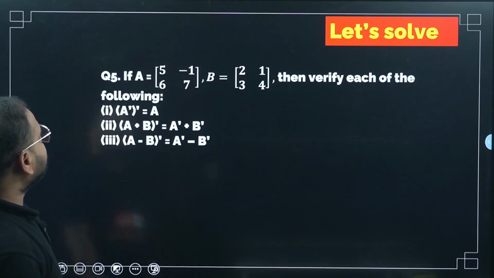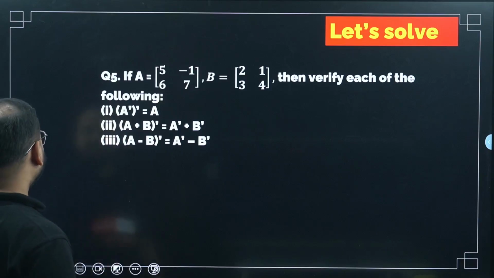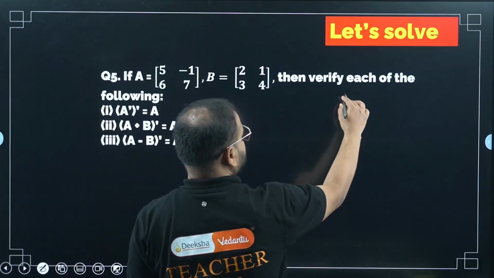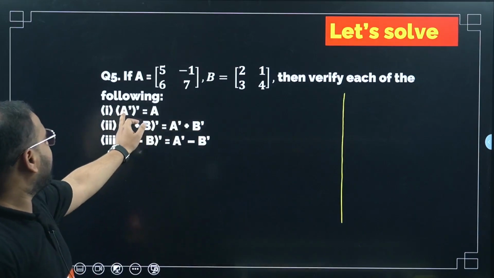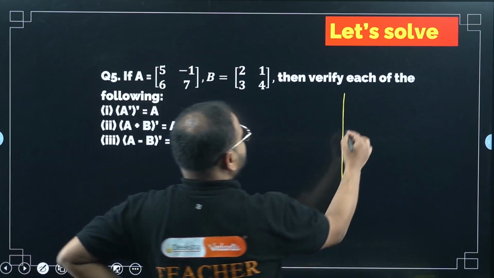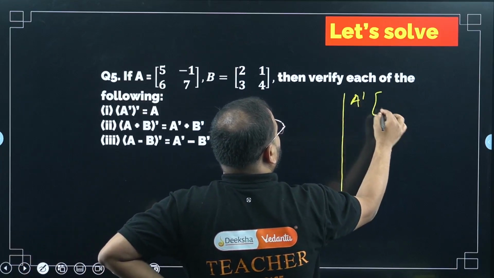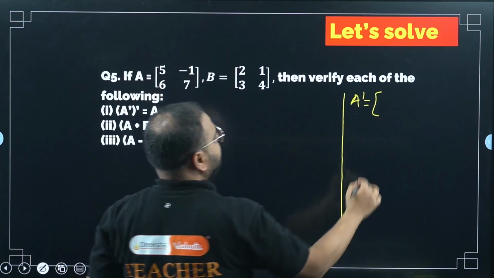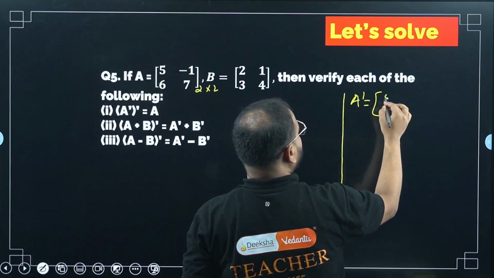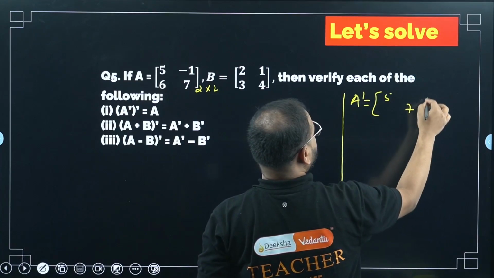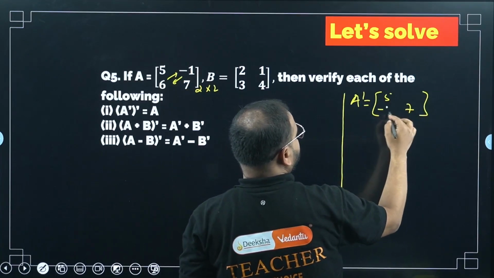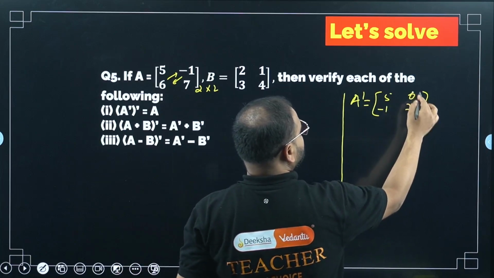A and B are given. We have to verify these statements. So let's take quickly the first one only. They are asking to verify A dash, so basically A transpose, is A. We can do that, no? So first find A transpose. I said for a square matrix, keep the diagonal the same. It's a square matrix, no? 2 cross 2. So keep the diagonal the same. So 5 and 7 we'll keep as it is, and then we'll interchange these places. So -1 will come here and 6 will go there. Forgive me, 6 will go here.